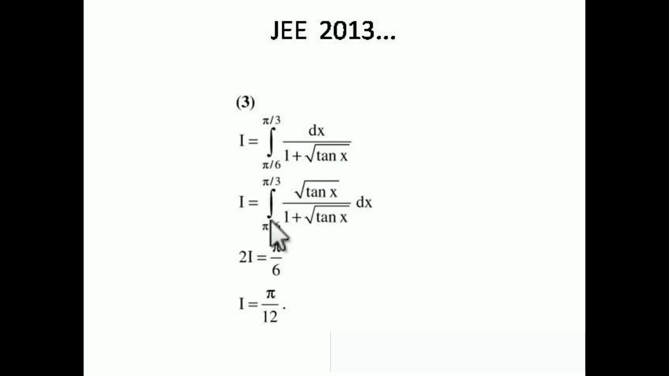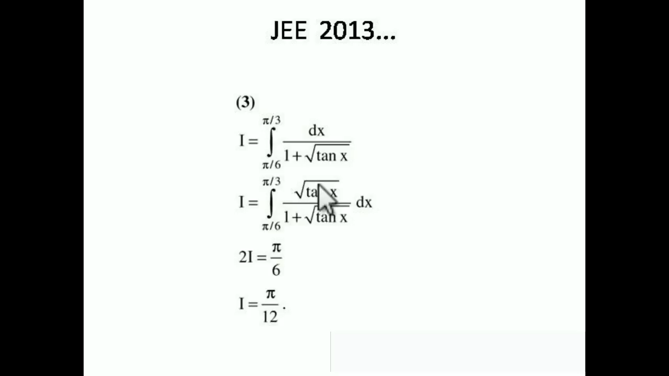Now I just have to add this up. So I plus I is equal to 2I, and here the integration gets common, and the numerator is 1 plus root tan x, the denominator is the same 1 plus root tan x, both get cancelled out, and we are left with only dx. Okay, we are left with only dx. So the integration of dx is x, and the limit is pi by 6 to pi by 3.